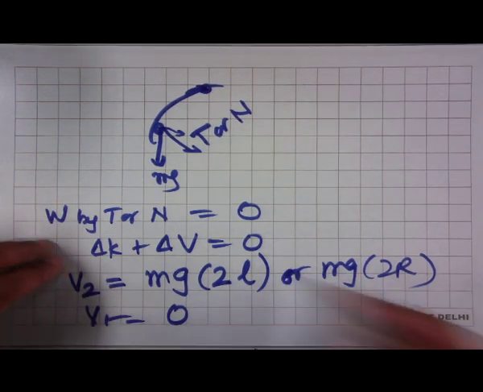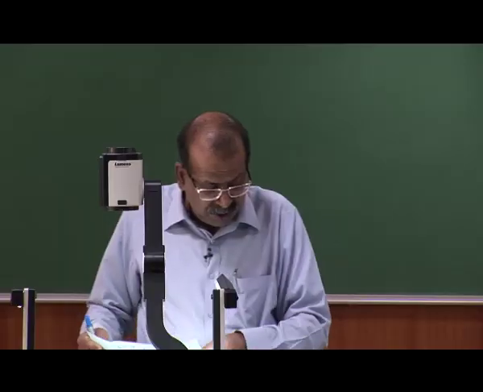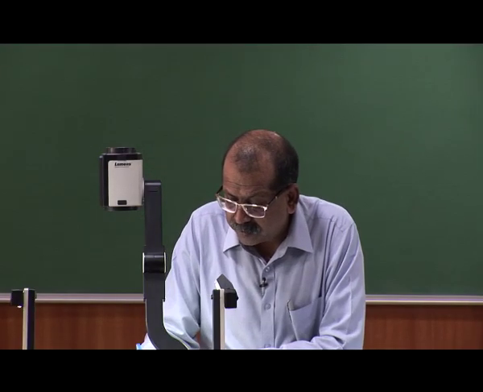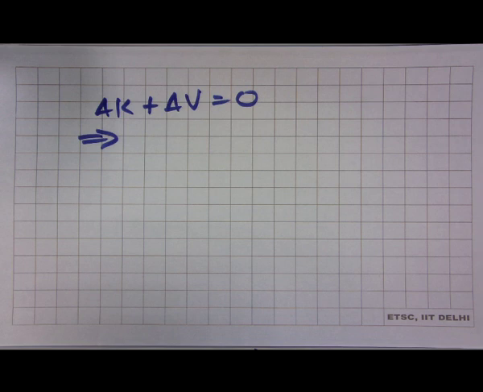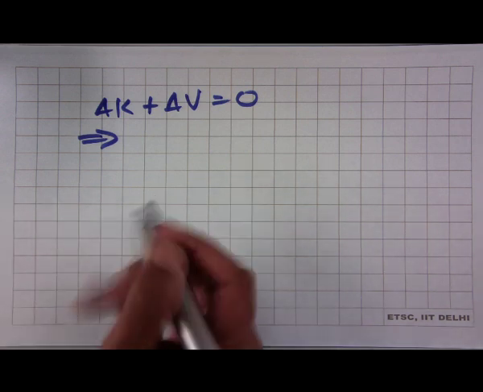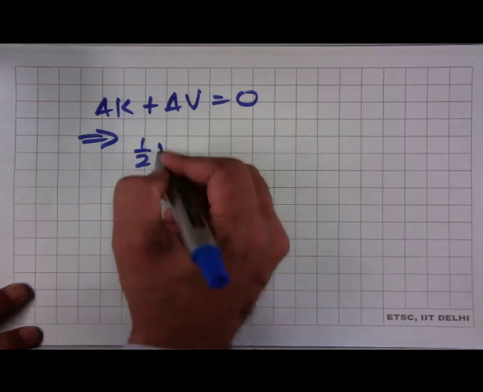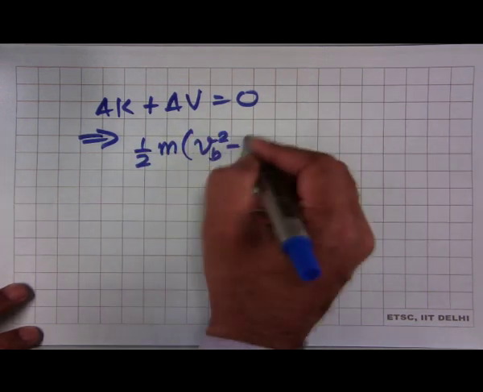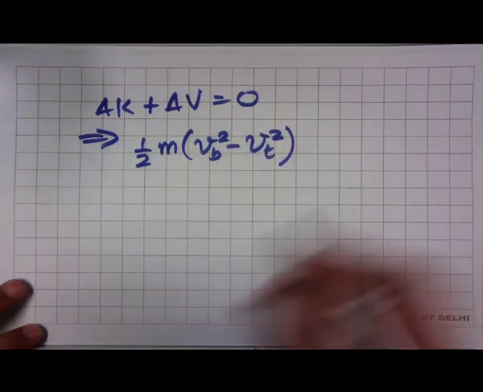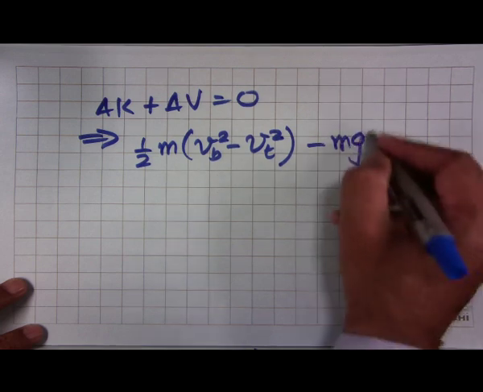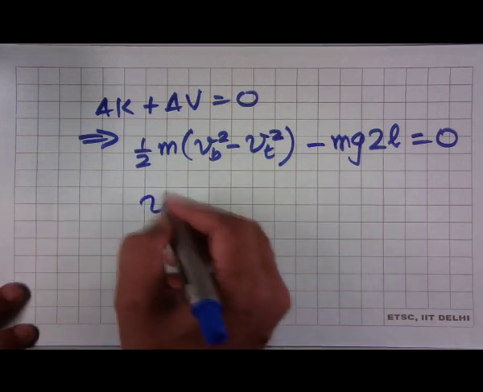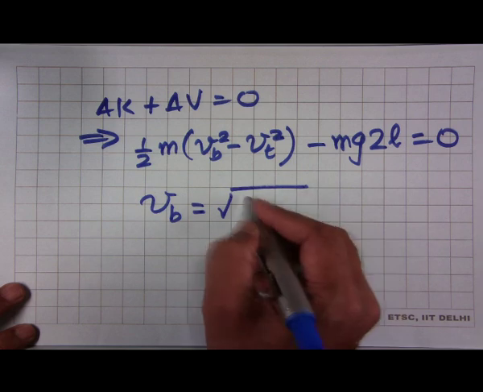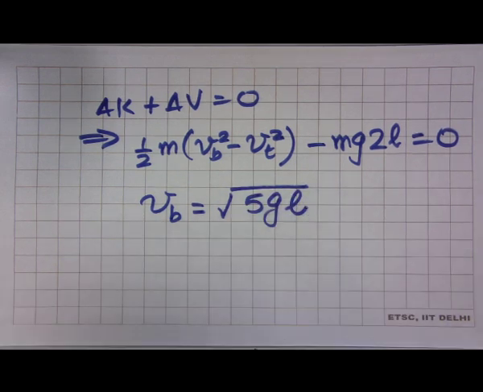So, this is what we have for V2 and V1, and delta K plus delta V is equal to 0. So, this gives us half m times (Vb square minus Vt square) minus mg times 2L is equal to 0. So, we get the velocity at the bottom. Simplify this, you will get it as equal to root of 5 g L.